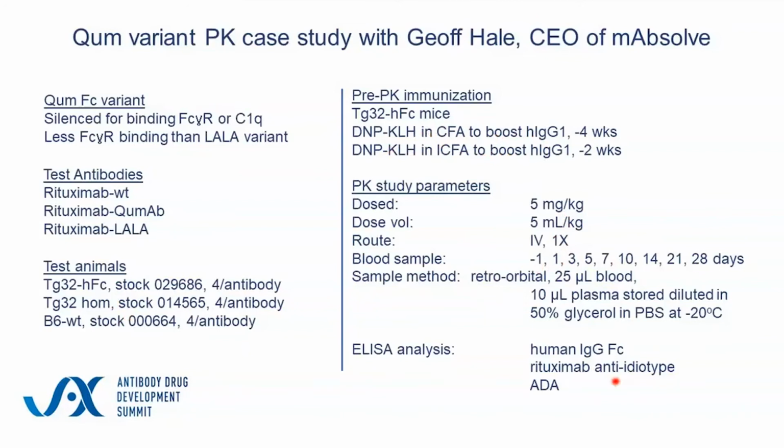And we did ELISA analysis of human IgG, but we also did rituximab analysis using an anti-idiotype ELISA, and that's because the TG32 HFC mice have that endogenous human IgG1. So you need that anti-idiotype ELISA in order to quantify the rituximab specifically.